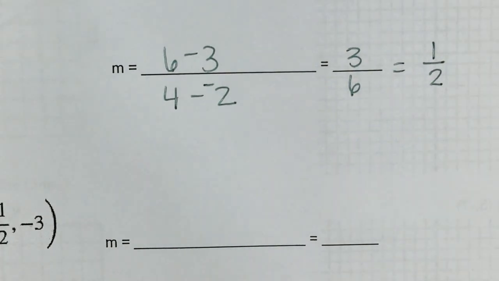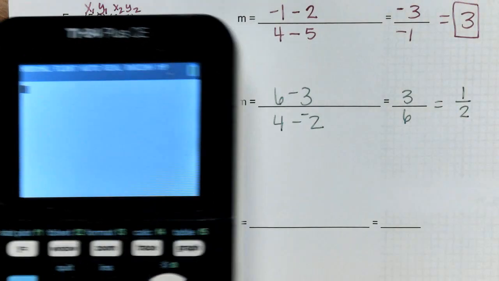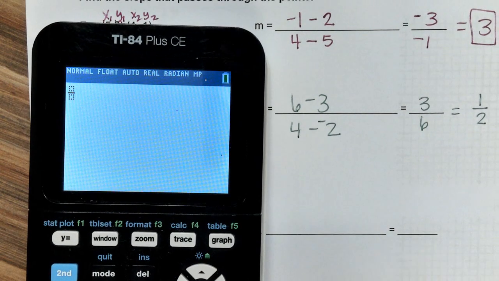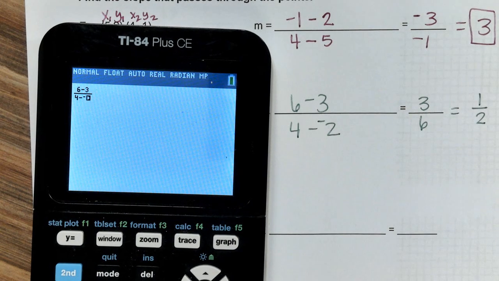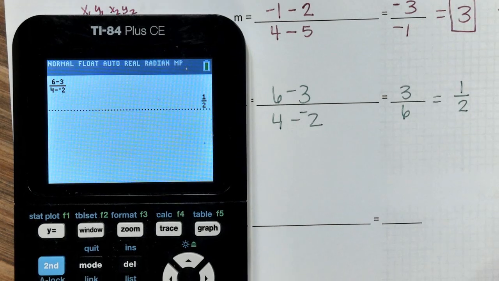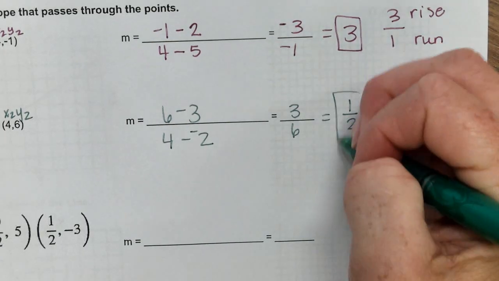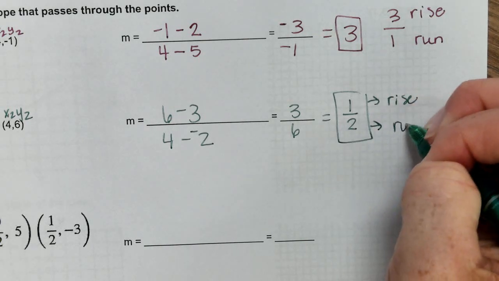Now, I'm going to show y'all that your calculator will do this for you all in one step. So everybody get your calculator out, turn it on. Go to alpha y equals. Type in 6 minus 3 on top, and on bottom type in 4 minus negative 2. Did it give you 1/2 all in one answer? So you don't have to go do them by hand. You can just use your calculator. Now, what does this answer represent? The 1 is the rise. The 2 is the run.